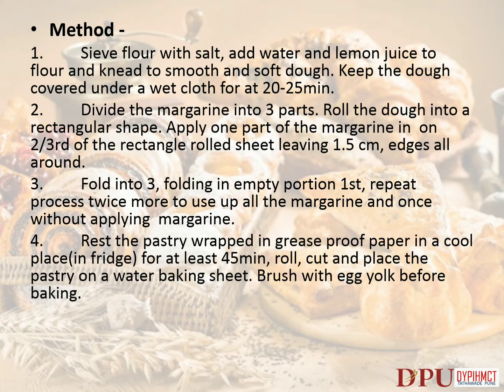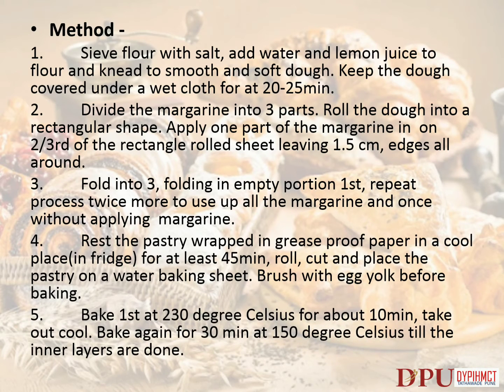Roll, cut and place the pastry on a watered baking sheet. Brush with egg yolk before baking. 5. Bake first at 230 degrees Celsius for about 10 minutes, take out and cool. Bake again for 30 minutes at 150 degrees Celsius till the inner layers are done.